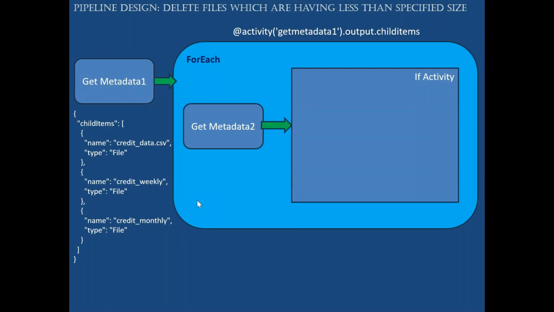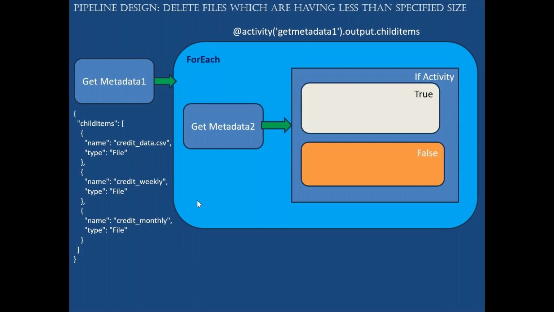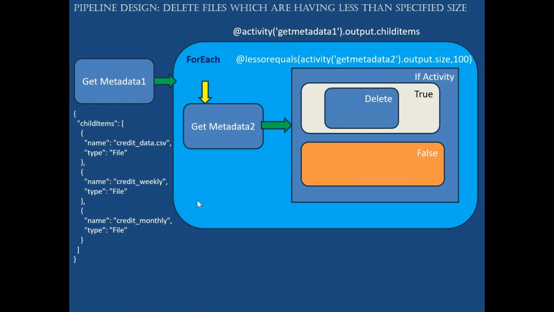Now I need to check what is the size of this file. If the size of the file is less than or equal to 100 bytes, it is not having the actual data. So if the condition is true, I'll use the delete activity to delete. Now let's imagine for each has given the first item to get metadata. It will return the size, like size equal to 31 bytes. 31 bytes means the condition is true or false? True. The condition is true, I'll be deleting the file.